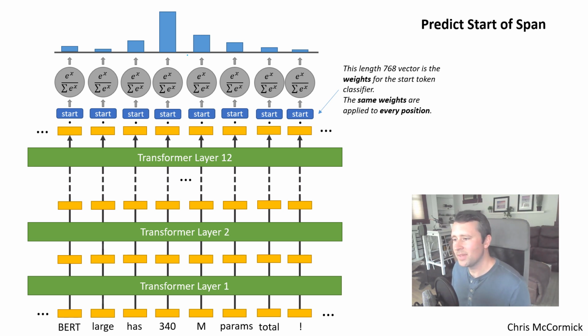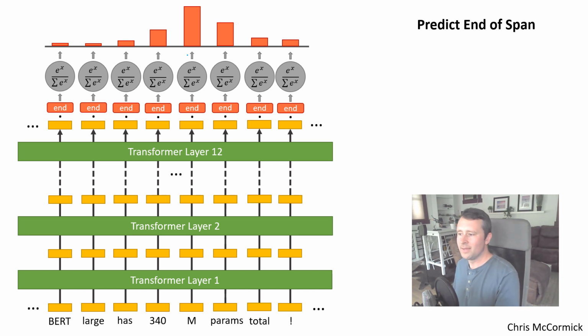And then it does the same thing for the end token. So this time we have an end token predictor and a set of weights for that. And if this is working correctly, and it does, we'll predict M as the end of the answer span.